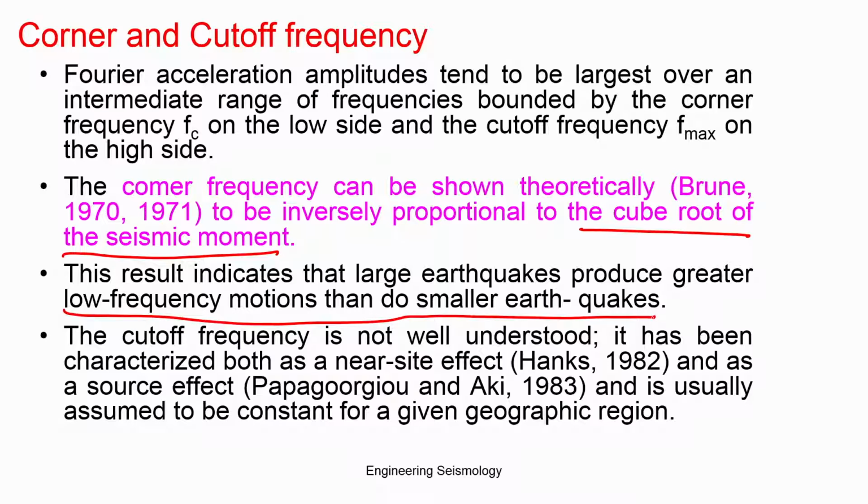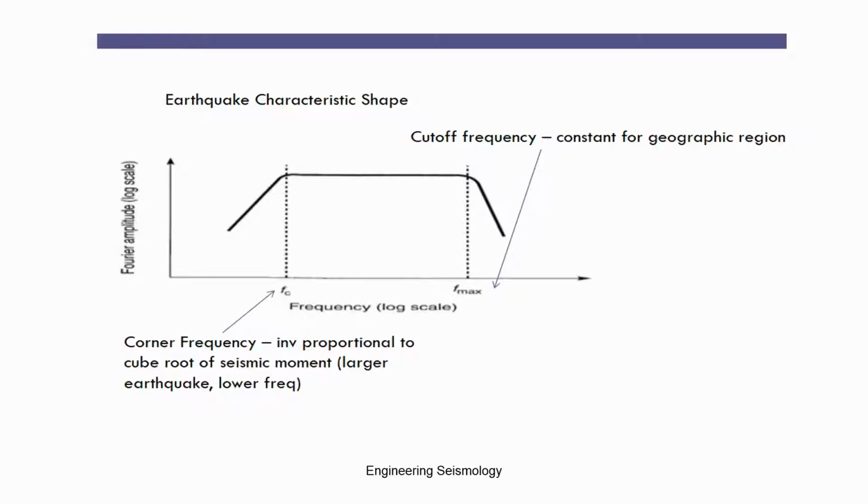The cutoff frequency is not well understood. It has been characterized both as a near-site effect and as a source effect, and it is usually assumed to be constant for a given geographic region. When you plot the Fourier amplitude on a log scale against frequency on a log scale, you typically get a plot like this. After smoothing, you can find this point and this point. This point is basically your corner frequency, which is proportional to the cube root of the seismic moment. Larger earthquakes have a low frequency component.